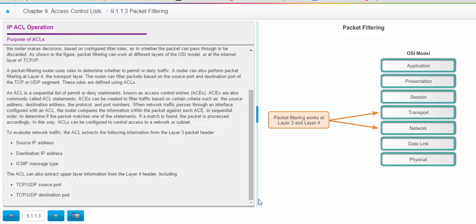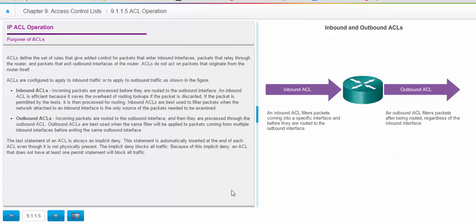Remember, we just spoke about the different ports that are well known, so you've got to keep this information in mind as well. With our ACLs, we're going to define a set of rules that give added control for packets that enter inbound interfaces, packets that relay through the router, and packets that exit outbound interfaces on the routers. They do not act on packets that originate from the router itself. It's just information that's coming to the router or leaving the router.